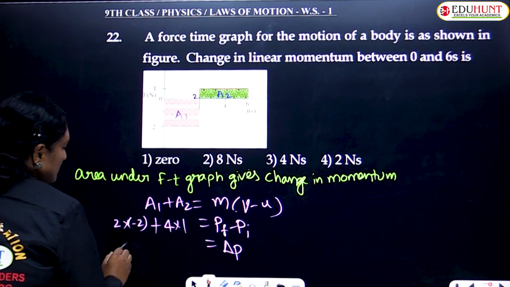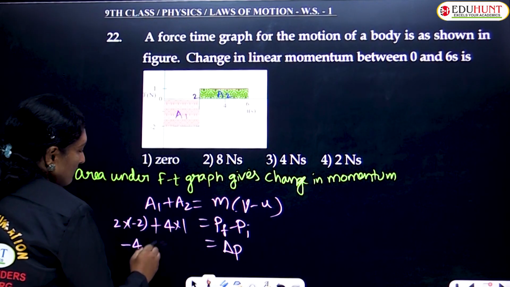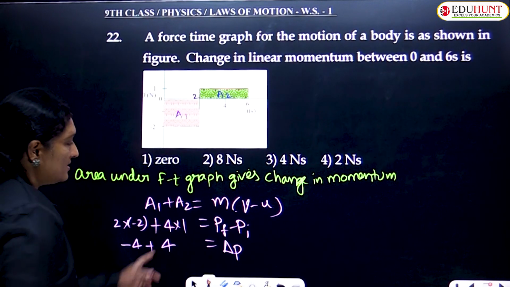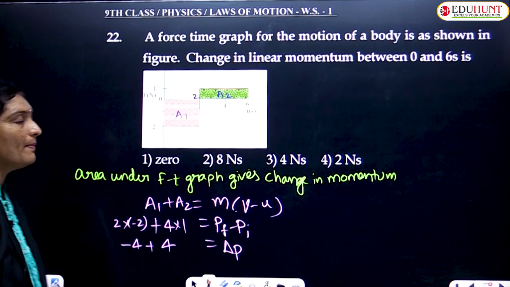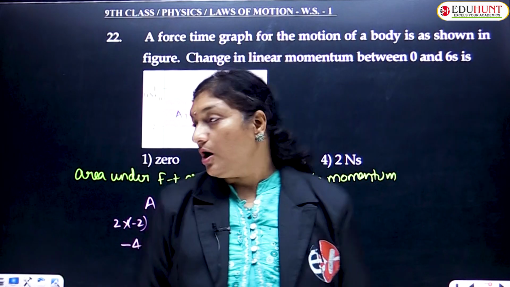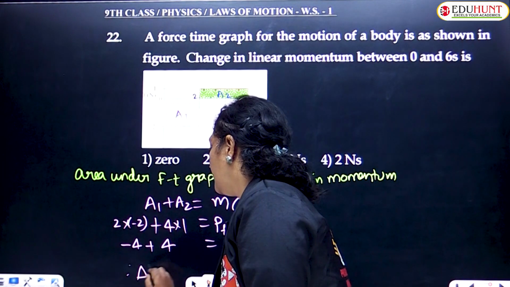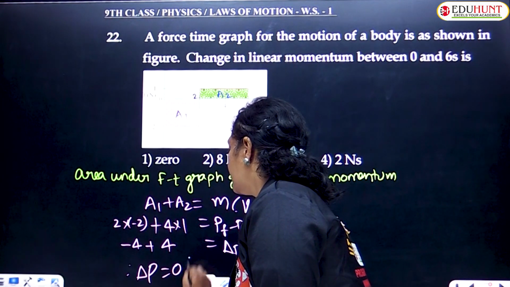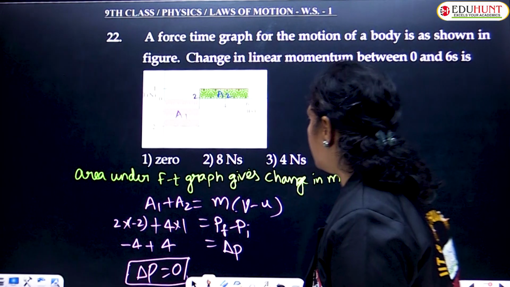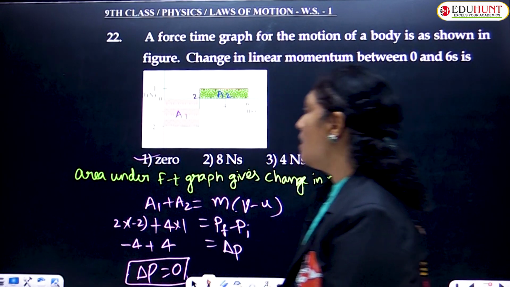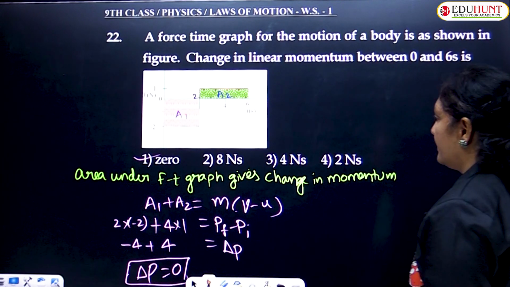So minus 2 into minus 2 is minus 4. 4 into 1 is 4. Hence change in momentum was found to be minus 4 plus 4, which is 0. Therefore change in momentum is 0. Change in momentum is found to be 0. Hence option 1 must be the correct choice.